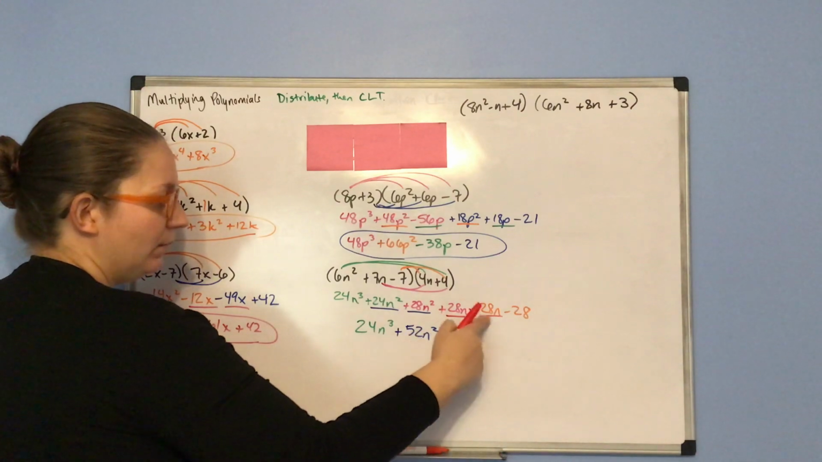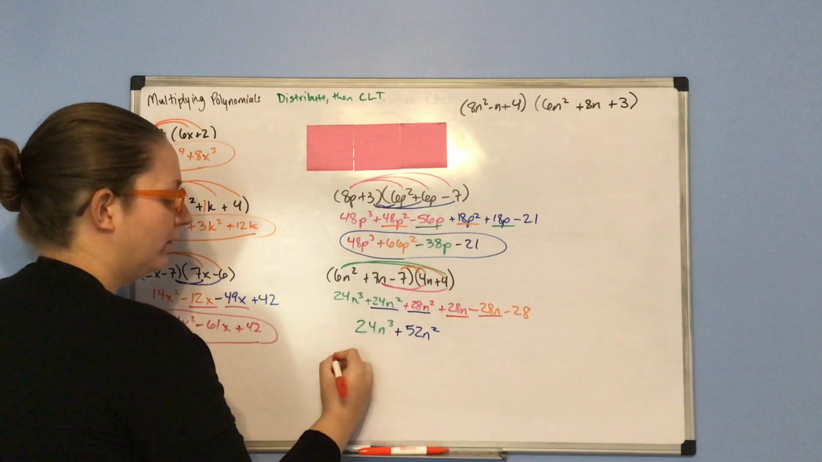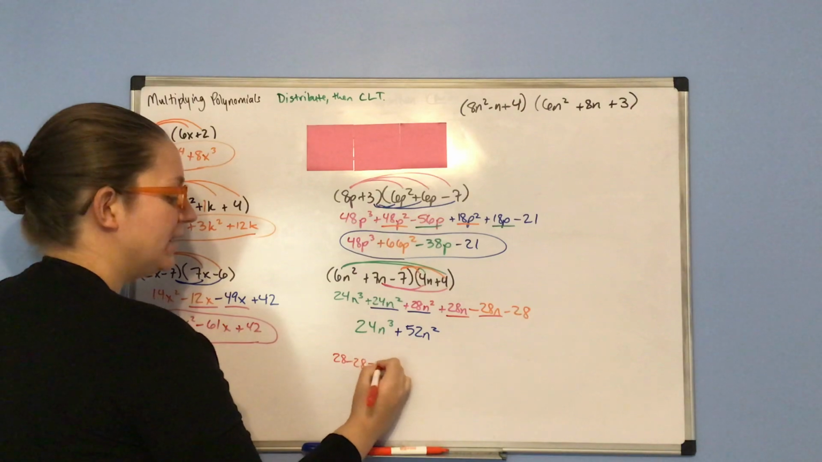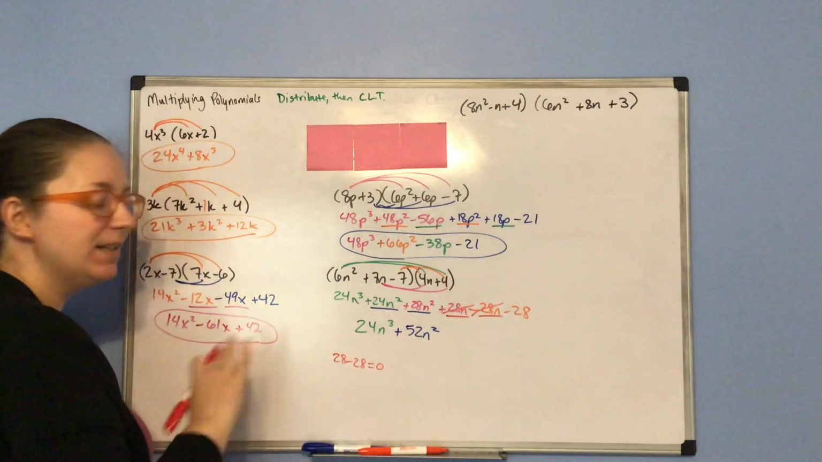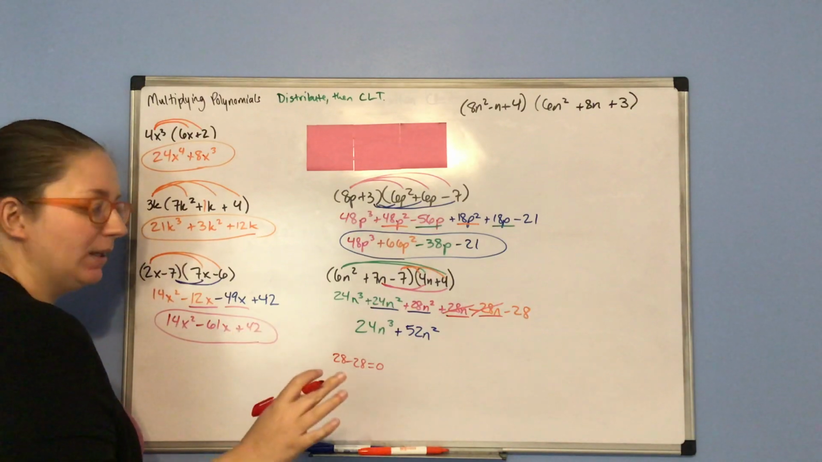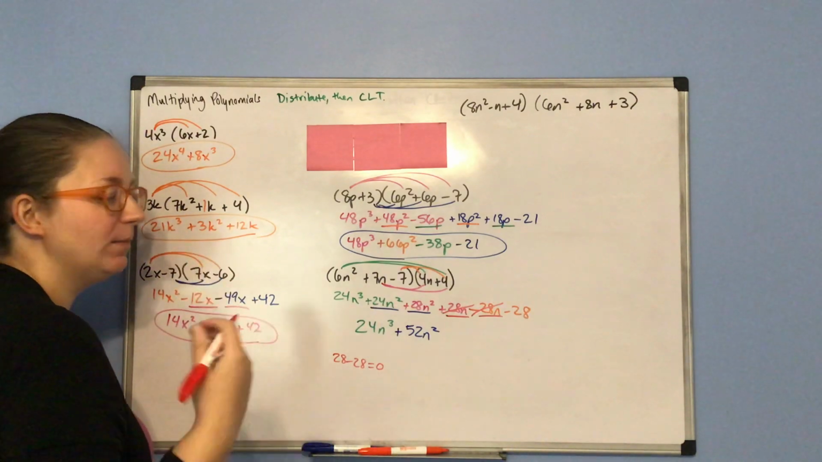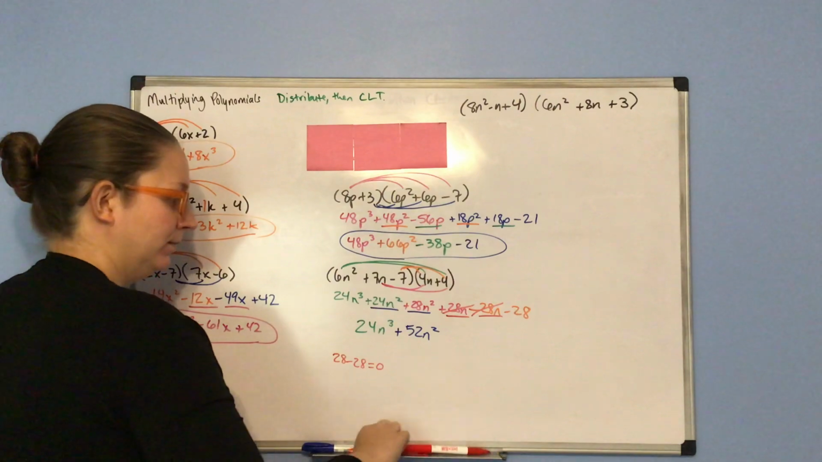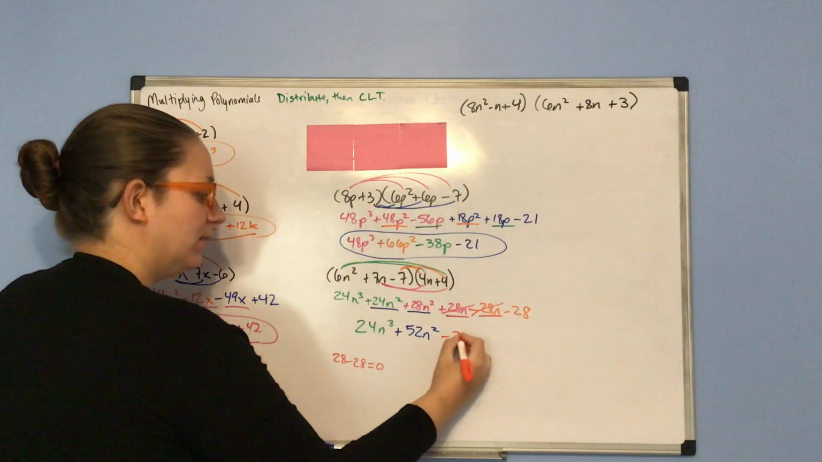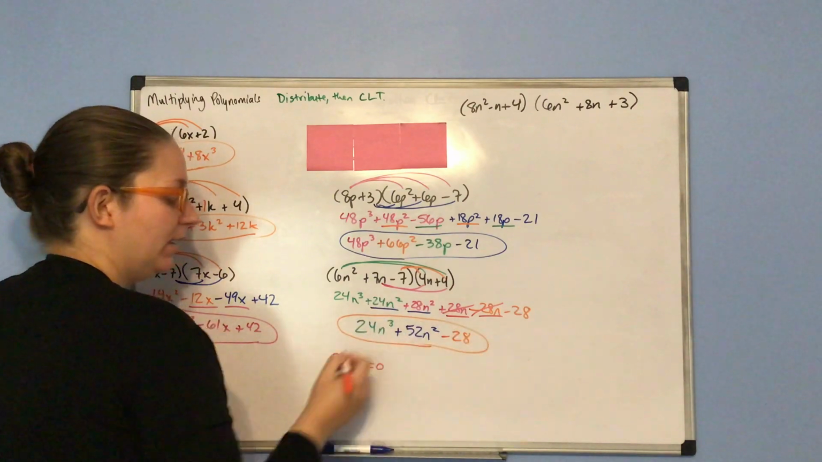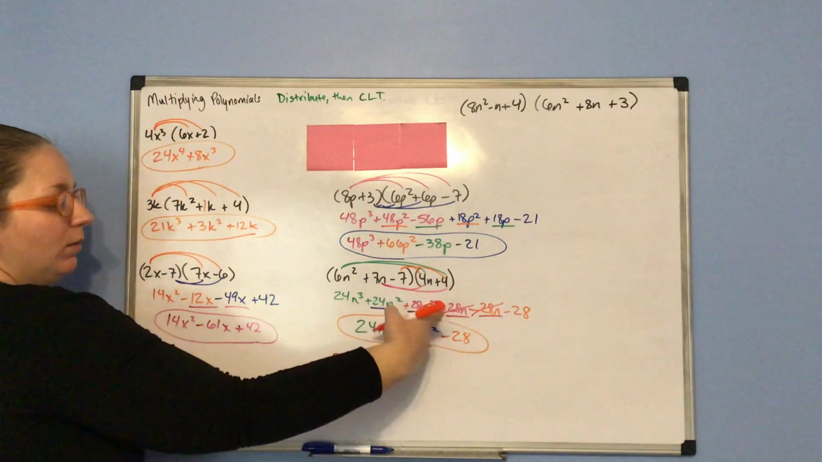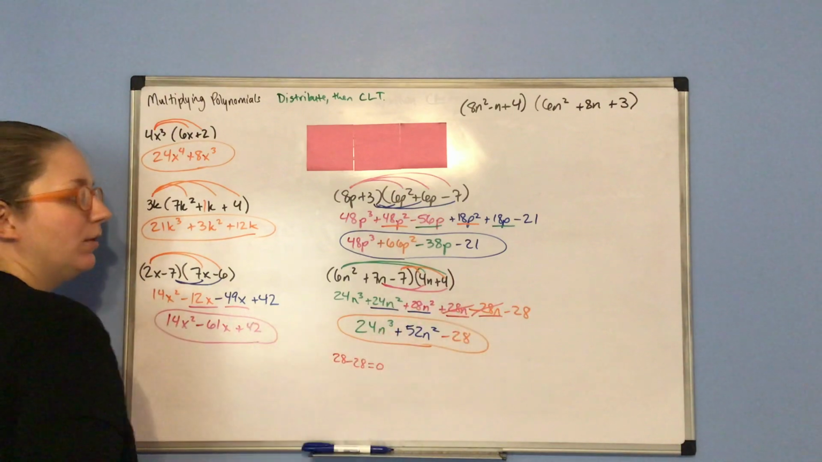Here I have 28 minus 28. So 28 minus 28 equals 0. When I have something equals 0, that means those terms cancel. So I'm not going to see any regular n's in my answer. It's like there's a 0n, but typically I don't write 0n. And then last but not least, our minus 28 stays the same. So this right here is our final answer. Again, we're missing an n term because these two canceled.